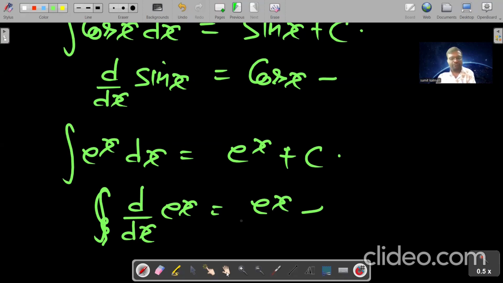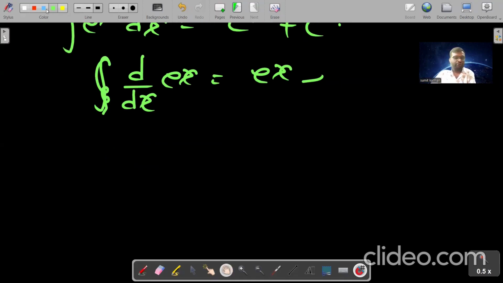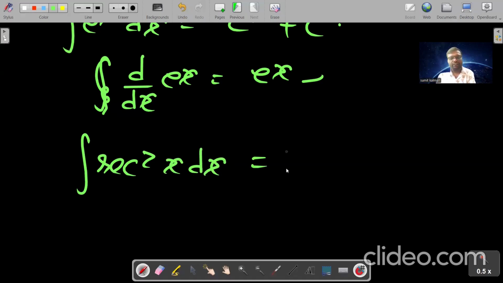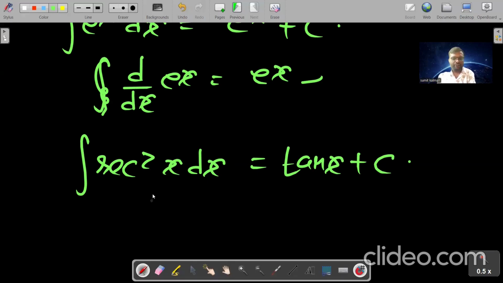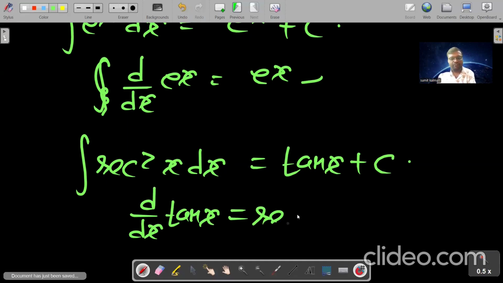Now students, if you have integration of fx, and fx is in the form of sec square x dx, then students, you will get tan x plus integration constant c. And students, if you have differentiation of tan x, then students, you will get sec square x.